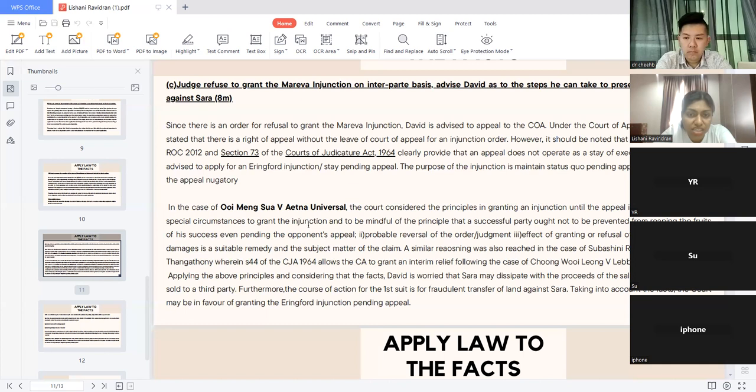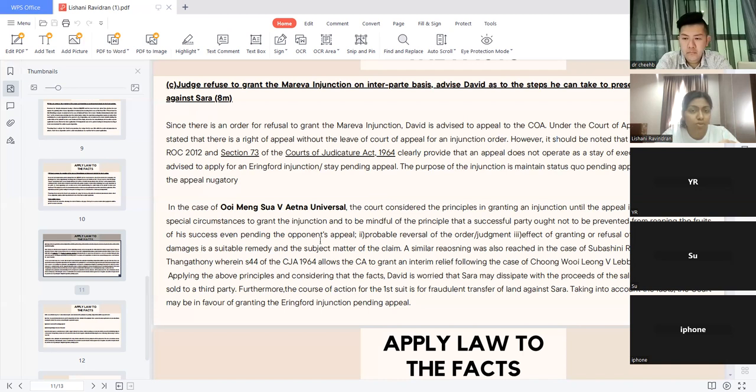And to be mindful of the principle that a successful party ought not to be prevented from reaping the fruits of his success, even pending the opponent's appeal. So what they're trying to explain is, you must understand that one person at one end has won, another person has lost. So if you are going to grant this injunction, you want to hold someone's success of appeal, there must be good reason why the stay is required. Because you're stopping someone who's entitled to get his judgment or whatsoever. So you have to go through this thing.